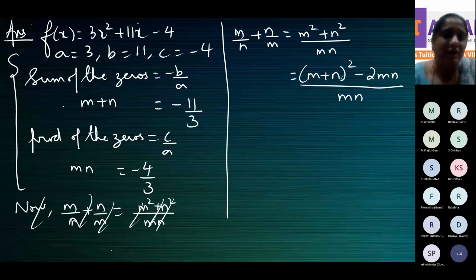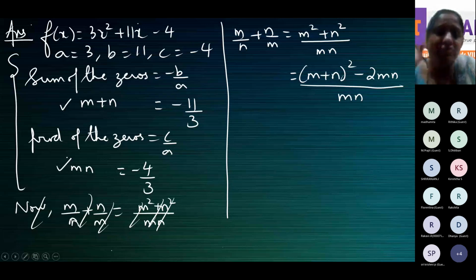See, we know the value of m plus n and mn. So we'll write everything in terms of m plus n and mn, because we don't know m square plus n square. We have only two values. We know the value of m plus n and we know the value of mn. So in every situation, if possible, we'll try to write it using m plus n and mn.